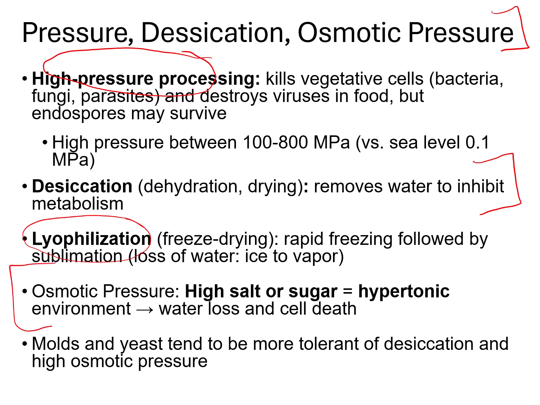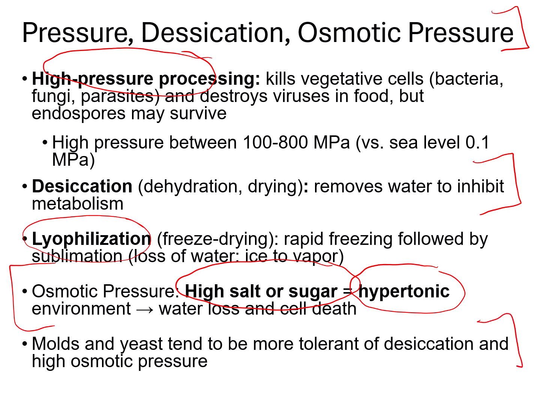Osmotic pressure can also inhibit growth. So if you have high sugar or high salt added to your food, this draws water out of microbial cells, right? This would make the environment hypertonic, and when cells are placed into a hypertonic environment like high salt or sugar, they will lose water, they'll be dehydrated, and this might kill some cells.